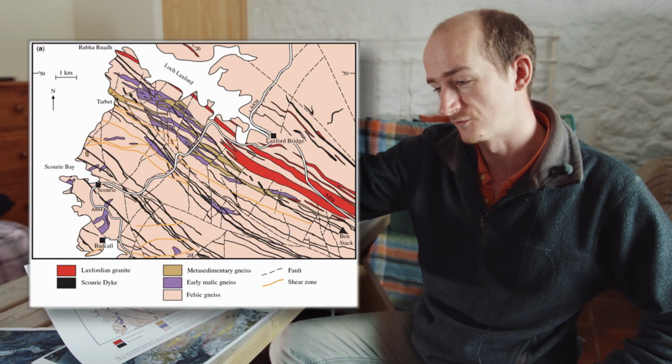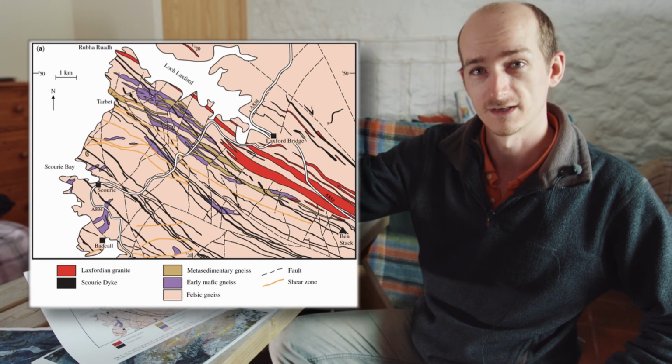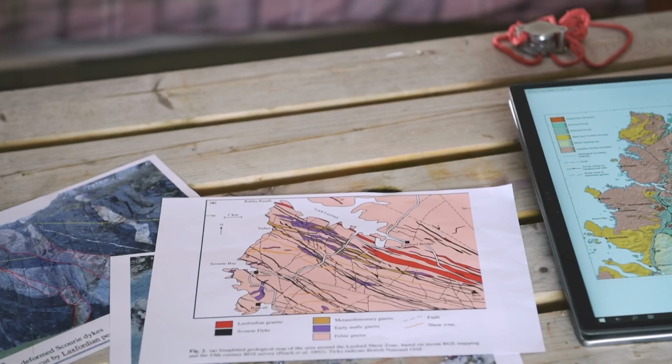In the field, you'll be able to map out the contact between this dike and the Lewisian gneiss, and you'll do some structural interpretation of its emplacement history. Now, the dikes themselves formed during periods of extension in the Archean when the crust was being pulled apart and magmas from the mantle were rising up to fill in these gaps.